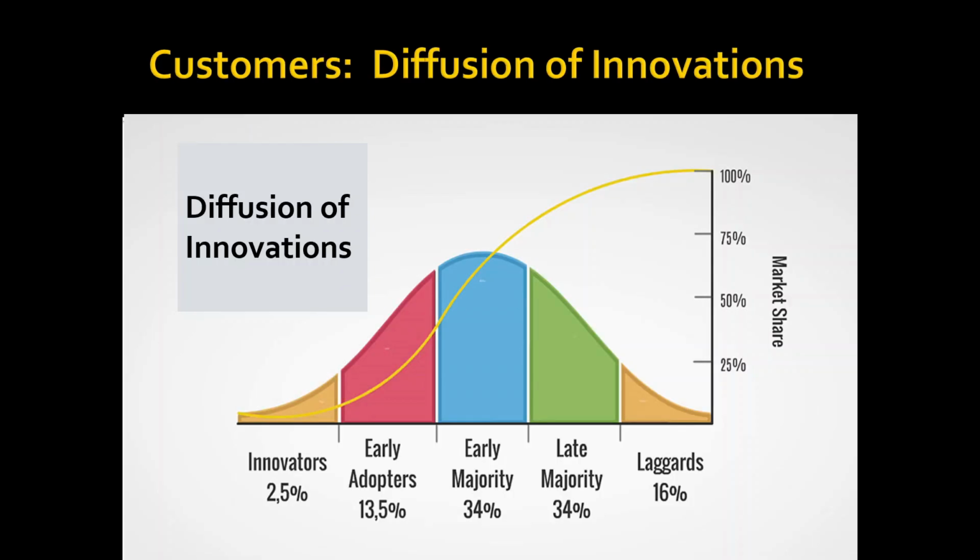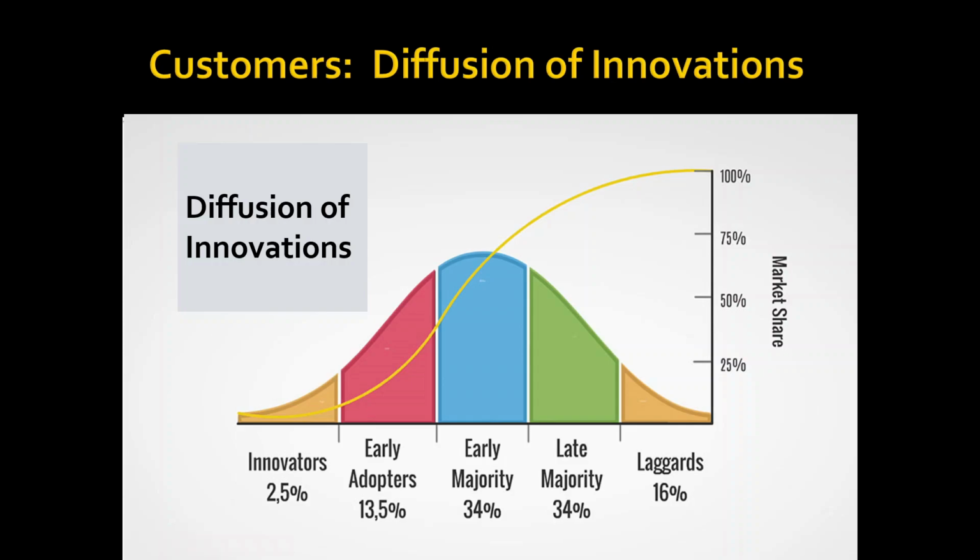The diffusion of innovations is based on the research of Everett Rogers from actually quite a while ago. And it's the idea that different types, profiles, segments of people adopt innovations at different rates and for different reasons.